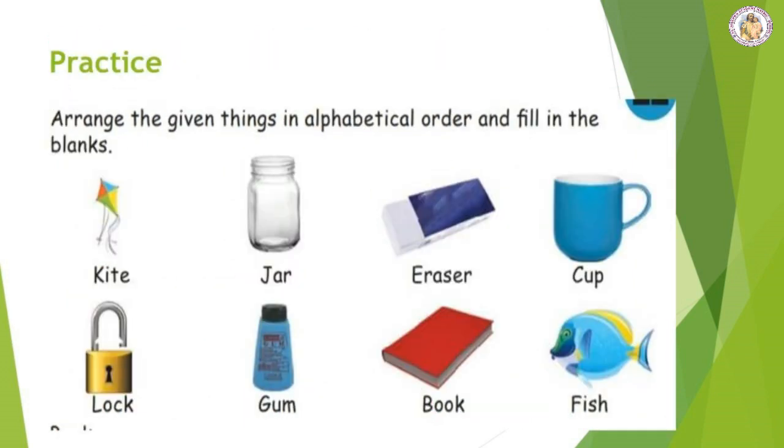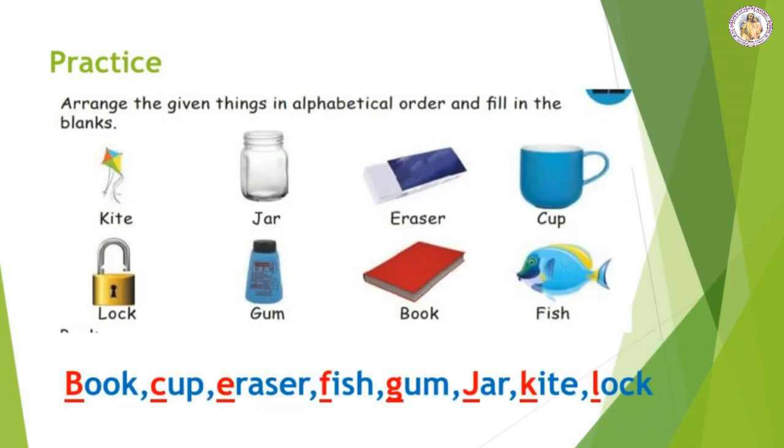Let us practice another example. Arrange the given things in alphabetical order and fill in the blanks. So here the names of the things are given. You have to read the names and check the first letter of the names, and arrange them in alphabetical order. That is in the order of A, B, C, D to Z. Here they have given the names of the things. What is the first one? It's kite, jar, eraser, cup, lock, gum, book, fish.